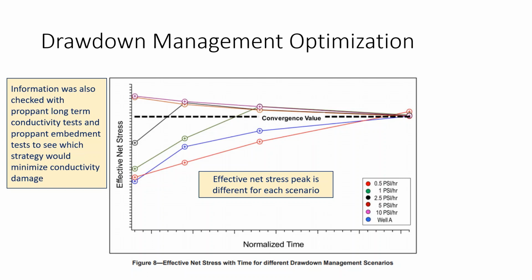And the paper also determines what is an optimal drawdown strategy with other tests. So they check with prop and long-term conductivity tests and prop and embedment tests to see which strategy would minimize conductivity damage.